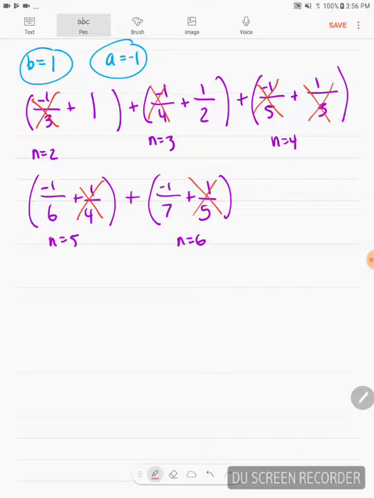Now, if we are taking n to infinity, we're just going to go until the largest number possible and then keep going for this n, right?